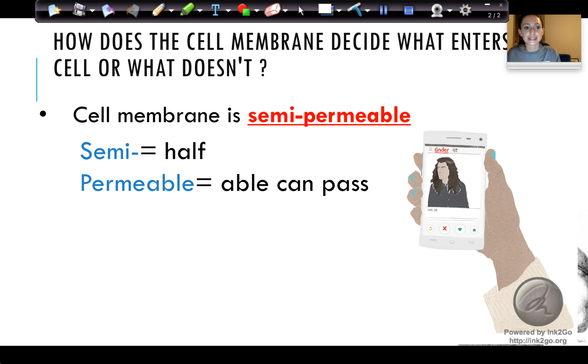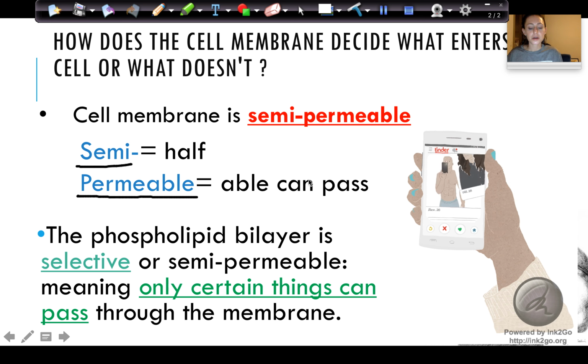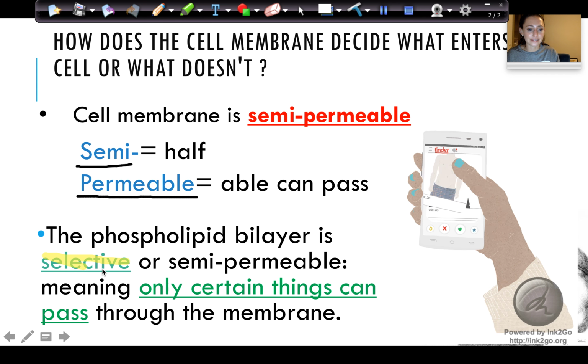Okay? You guys can probably figure out this meaning on your own. We've all heard of a semicircle, right? Just half of a circle. So semi means half. Permeable means able to pass. So we put it together. The cell membrane, half of the stuff can pass, or some of the stuff can pass through. Okay, another way to say semi-permeable, kind of a synonym again, is selective, right? It selects what goes through. Not everything, but it'll select some things to go through.